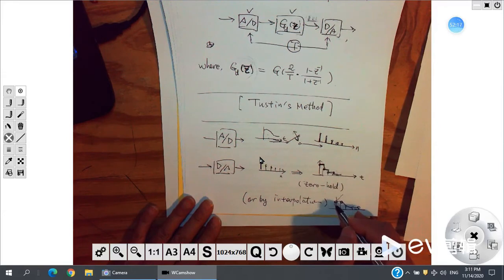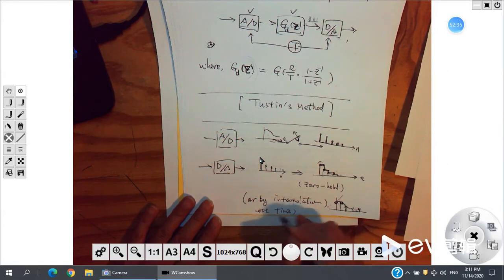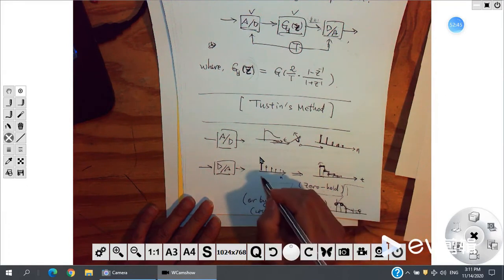You can also use some previous values to do some calculation and estimate that this line might look like this. You can try to connect it, but you need some time cost. So I would say the most common use is just zero hold. It's simple and useful. Then the thing is how to choose T, right?